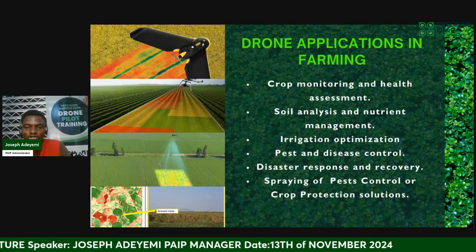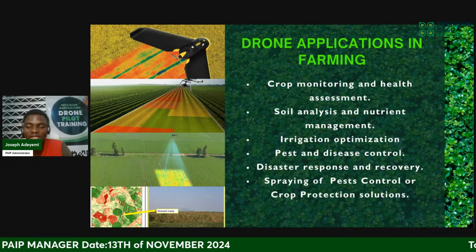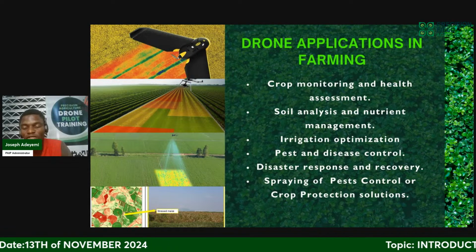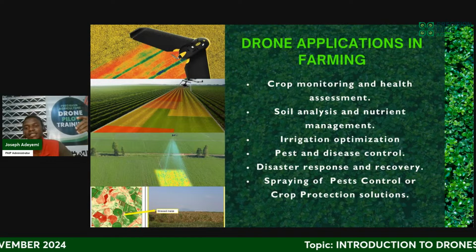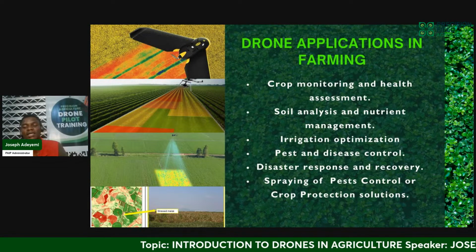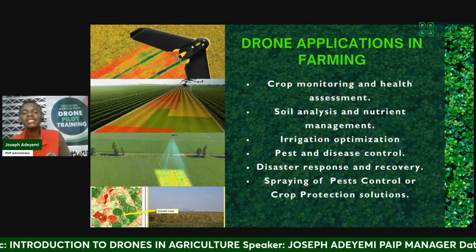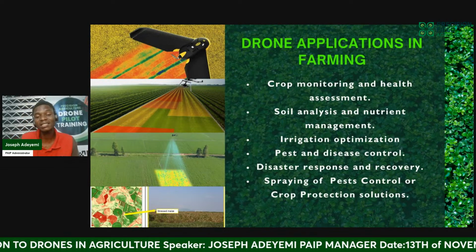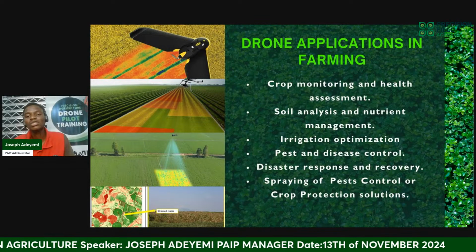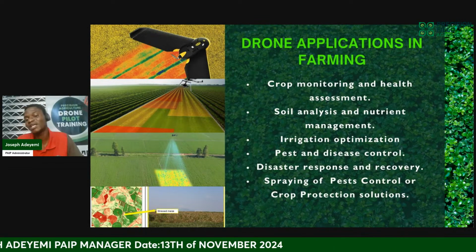So soil analysis and nutrient management, the most efficient drone sensor that we can use to perform this task is a thermal imaging camera. Yes, thermal imaging camera is still very much applicable in agriculture to help you do soil analysis, detecting the water content in the soil, and also detecting the nutrient deficiency in the plant for you to take preventive measures.